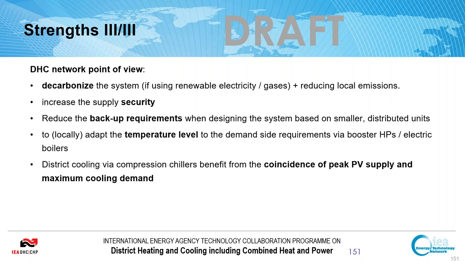The third slide on strengths is the district heating network point of view. By using renewable electricity, we can decarbonize the system directly and at the same time increase security of supply. If you use smaller distributed units, you have lower backup requirements. They can also support low temperature district heating networks by boosting the temperature level locally. And if you go to cooling, the peak photovoltaic supply has a good match with the maximum cooling demand in summer times, for example.